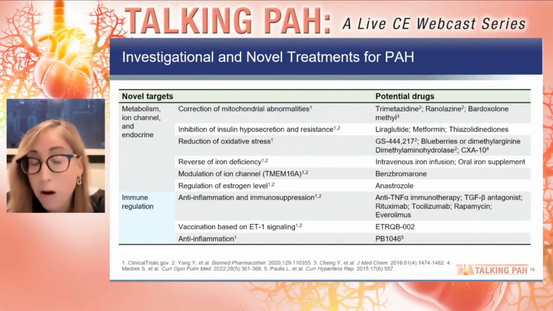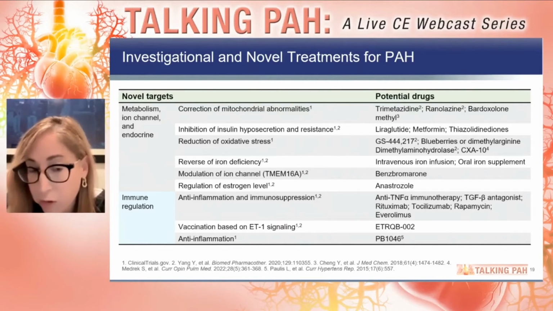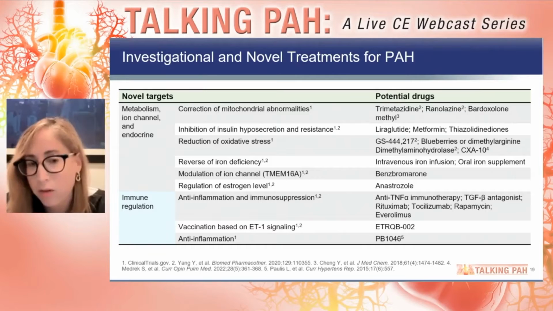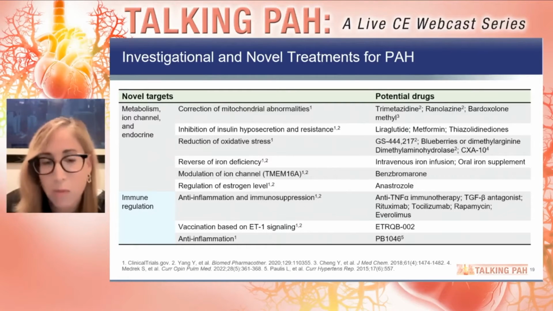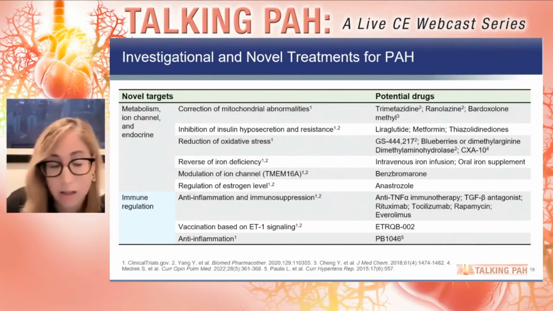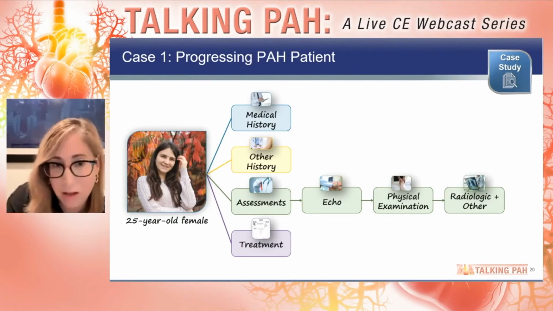Then we move to metabolic and ion channels. There's stuff we've shown in heart failure that iron repletion is important. Is that important in pulmonary vascular disease? Reducing oxidative stress. We want more aerobic and less anaerobic metabolism, inflammation, anti-inflammatory drugs. I think we still, okay.